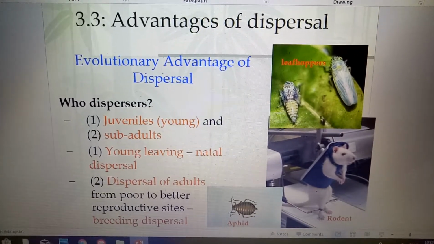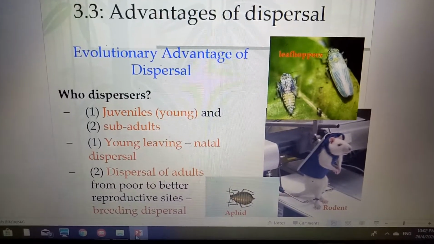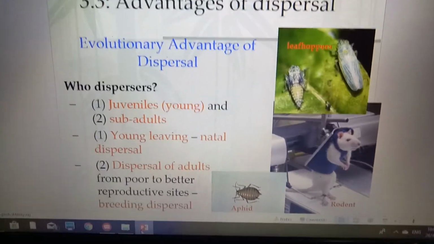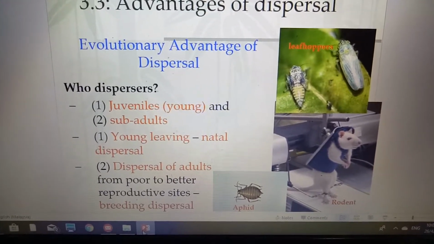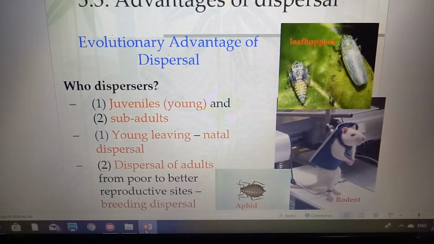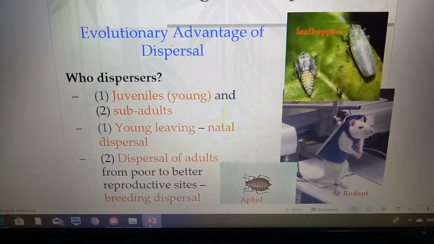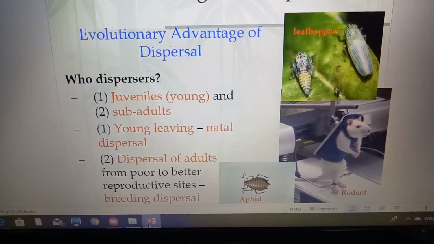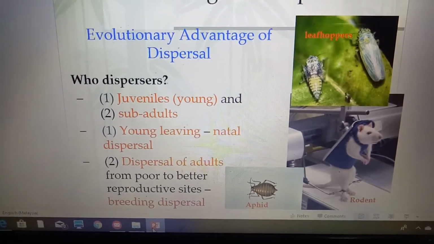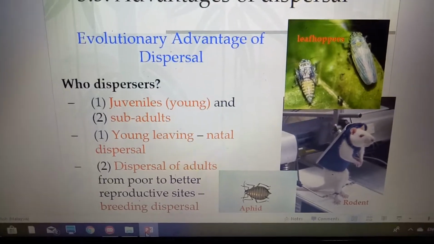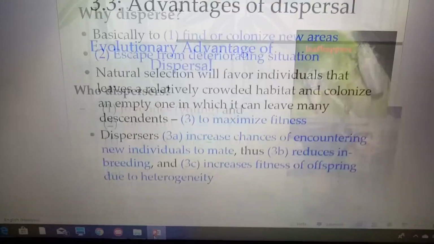Section 3.3, advantages of dispersal. Evolutionary advantage of dispersal. Who disperses? Of course, juveniles or young and sub-adults. Number 2, young leaving, natal dispersal, and the last one, dispersal of adults, from a poor to a better reproductive site. This is more into breeding dispersal.